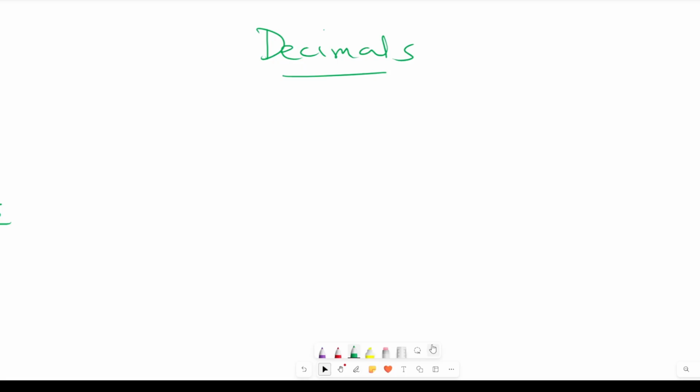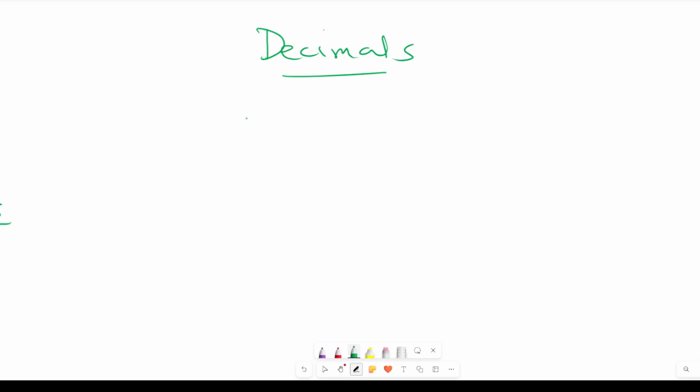So decimals, as I said, are very interesting concepts in maths, and we want to simply look at some terminologies around decimals. So first of all, decimal. What is a decimal? Decimal usually is a form of fraction, okay, but we write it using what we call the decimal point.